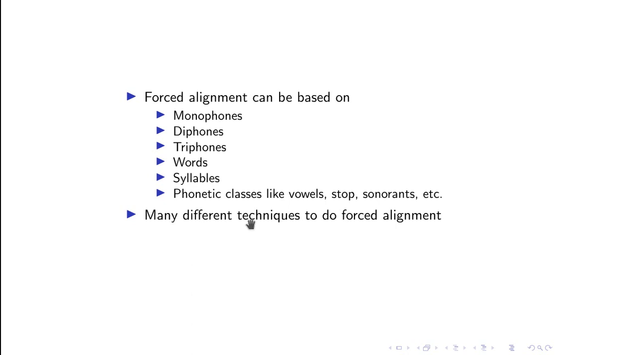Forced alignment can be based on different things. You can have a purely monophone level forced alignment, monophone meaning single phones, or you could have diphone, triphone, word, syllables, and you can even align with respect to specific phonetic classes like vowels. So you only want to do forced alignment based on the vowels in your audio, in your transcript. So there are many different techniques to do forced alignment.